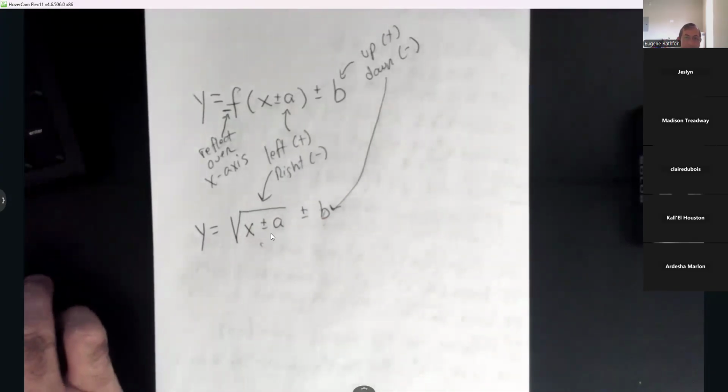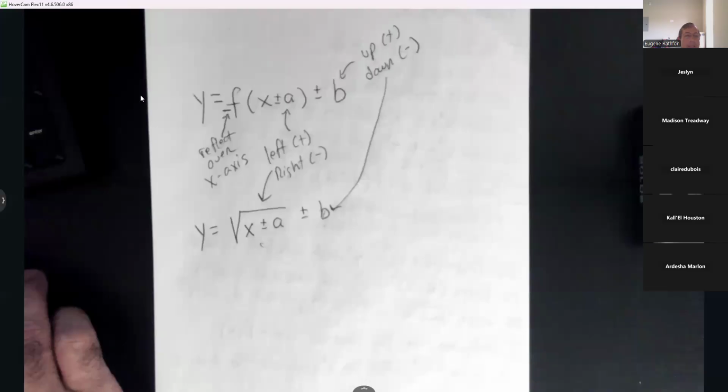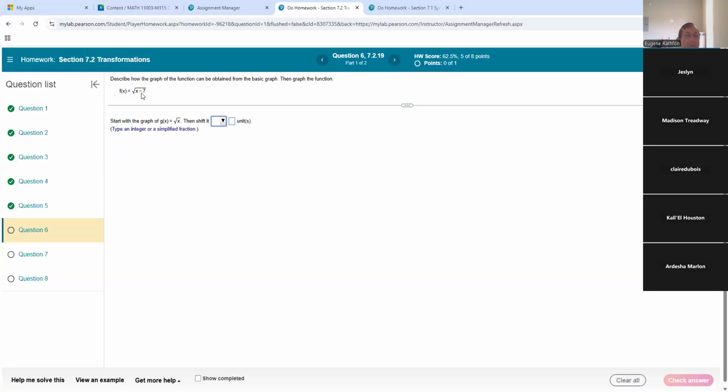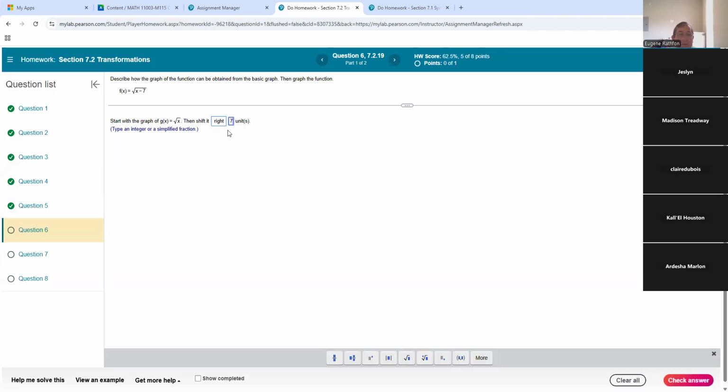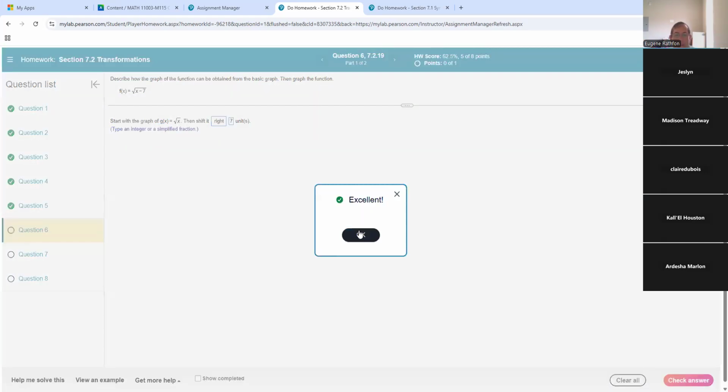So let's go back to this one. Was it inside, I think? Let's look. So that is inside the radical. So since it's negative, it's going to move it right. And then that would be 7 units. Okay? So inside the radicals are different than if it's outside that radical. All right, check the answer.